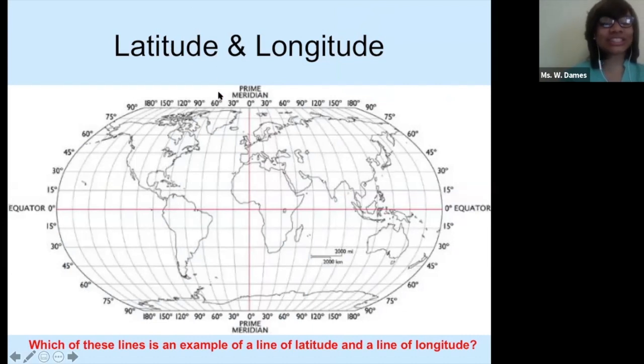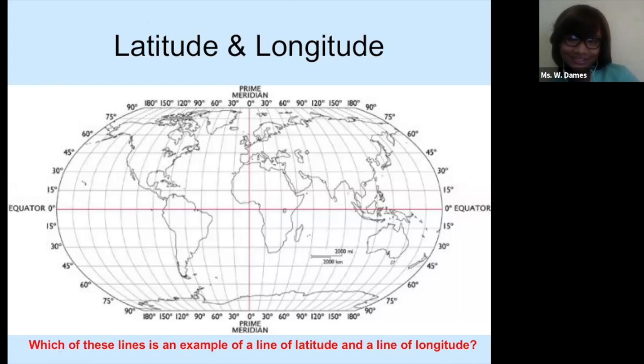Which one? Which line? The equator or the prime meridian? Which is the line of latitude? Which is the line of longitude? Anyone? Come on, guys. Dust those cobwebs off. Someone said latitude is going up and down. Really? You sure? Are you sure, Kashard?